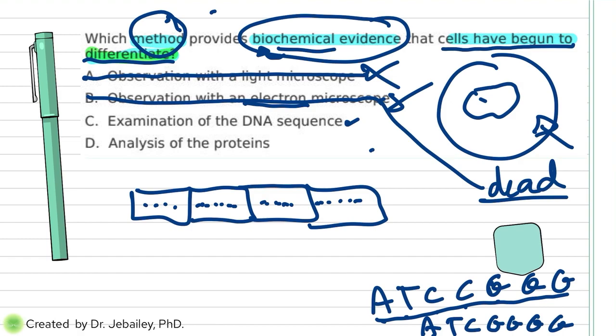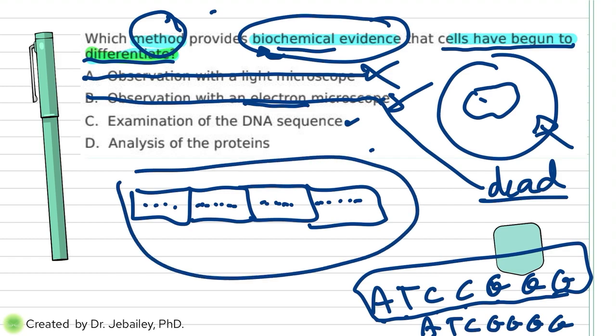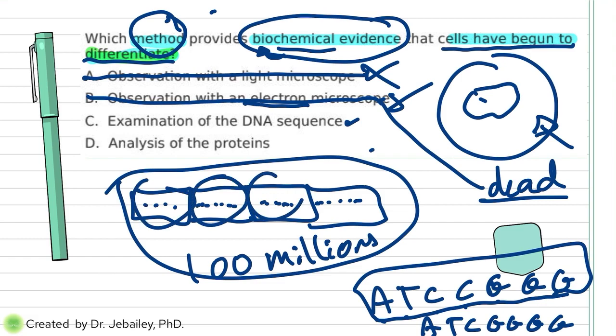So examining it is just looking at these letters. Will this tell you if it has differentiated or not? Not really. It will not be a proof of anything, because let's say you have 100 million cells, right? All those million cells will have exactly the same sequence here, the same here, the same. So examining, looking at them is not going to make you see them differentiate into a heart, into a lung.